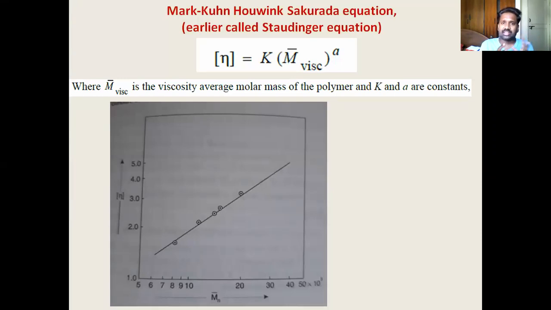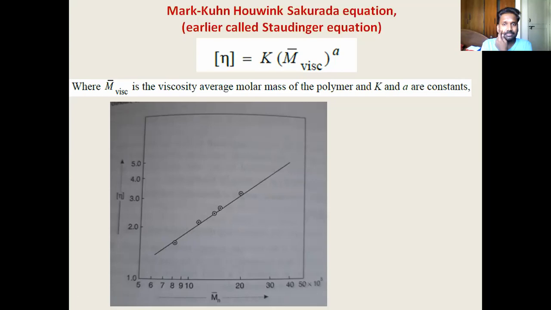Log of intrinsic viscosity will give you log of LHS is equal to log of RHS. If you take, you can simplify this. Anyways, I don't have that equation now. It's a simple one. So you get log K plus A log M. So the logarithmic plots will also give you a straight line. Once you have this plot, knowing K and A would be easier.